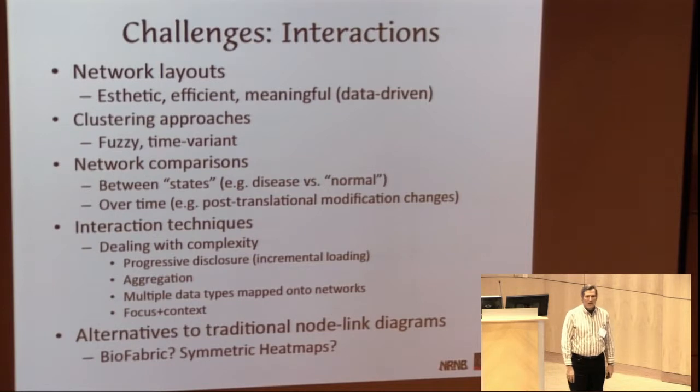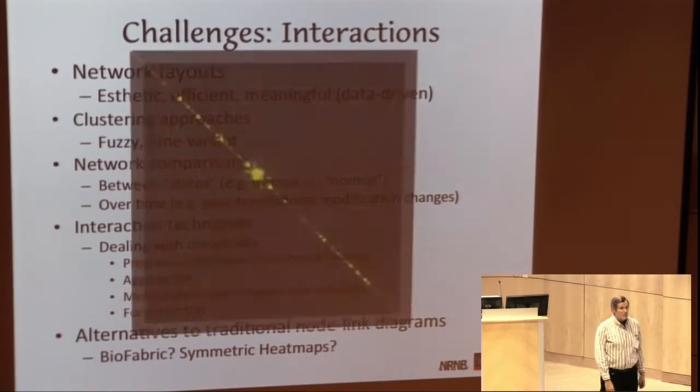Interaction techniques. As these things get bigger and bigger, we can't look at them all. We just can't. We need to be able to have abstraction, incremental loading, some sort of progressive disclosure. And yes, there are alternatives to node-link diagrams. BioFabric is one. The other one is the symmetric heat map.